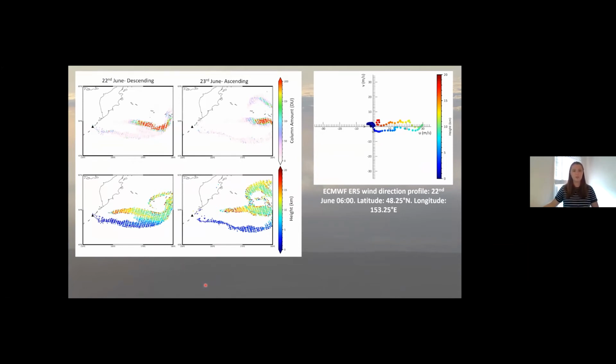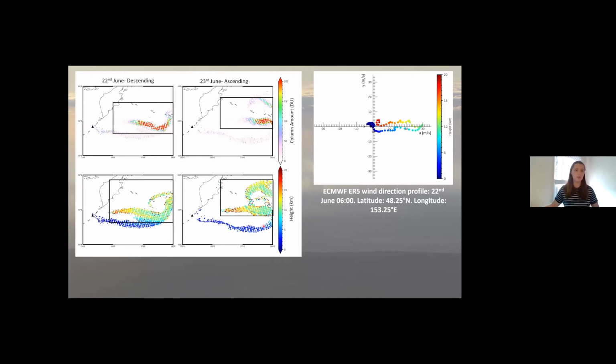So I'm showing some results here from the first few days after the eruption. The top line is showing our column amounts, which again gives us an idea of the amount of SO2. And then beneath this are the heights that we're retrieving. And there are a few interesting structures to this plume. So we've roughly divided it into two parts.